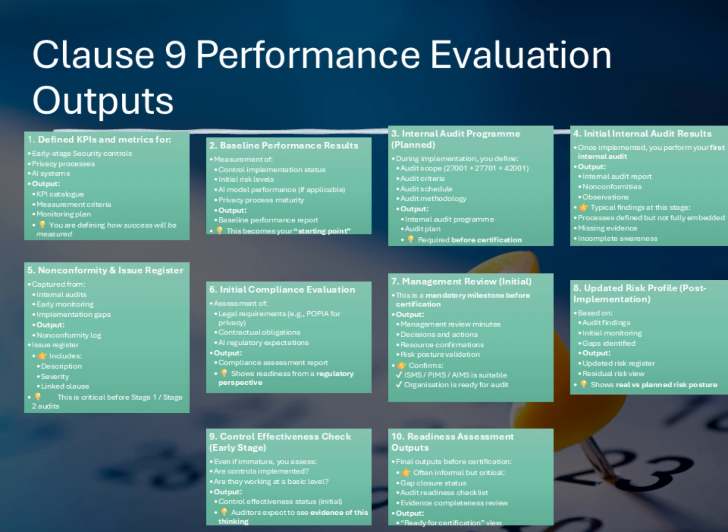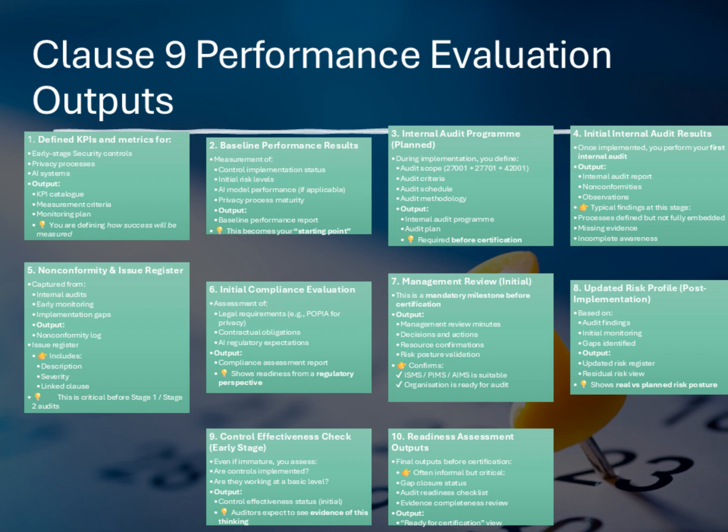An internal audit program is then established, defining scope, criteria, and methodology across all three standards, followed by the first internal audits, which typically identify early-stage gaps such as incomplete implementation or missing evidence. These findings are captured in a non-conformity and issue register, forming the basis for improvement. At the same time, the organization performs an initial compliance evaluation, ensuring alignment with legal, regulatory, and contractual requirements, including privacy and emerging AI expectations.